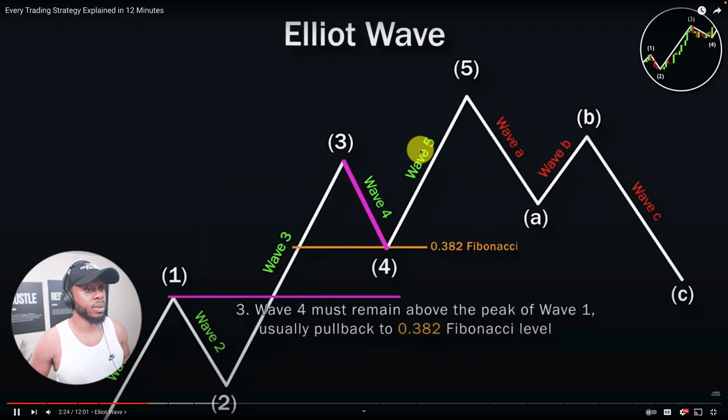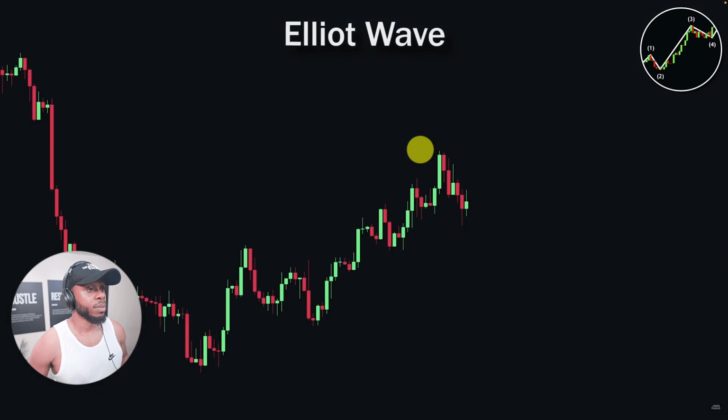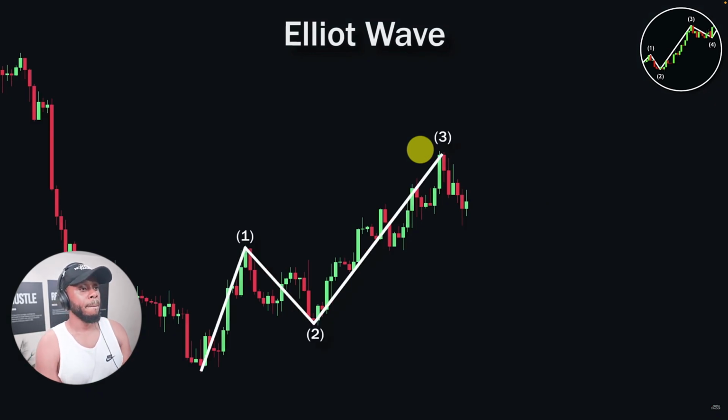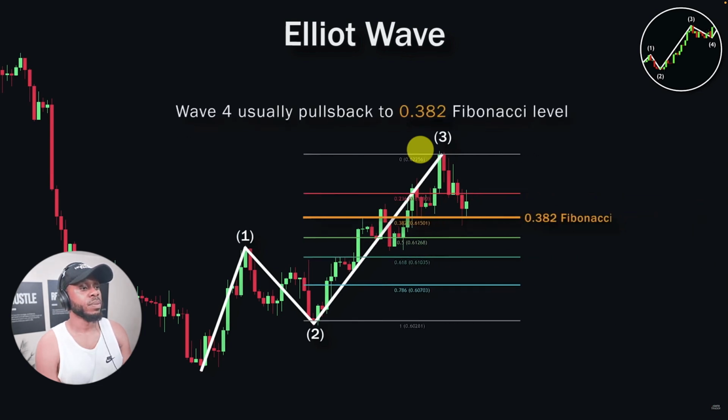So here's an example of the Elliott wave in action. In this chart, we can see that the price resembles a possible 1, 2, 3 Elliott wave. And so, based on the theory of wave 4, which is that price tends to pull back to the 0.382 Fibonacci level before continuing upwards, we can use this as a potential buy entry when price makes a pullback.